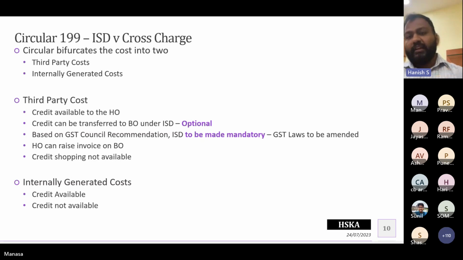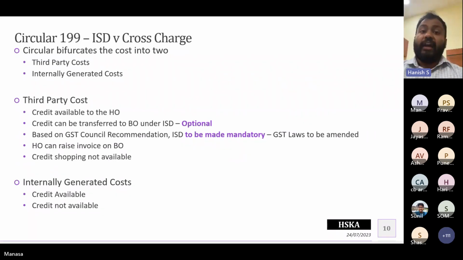Here, what the circular is trying to say is, if the service is specifically to one branch office, then you cannot transfer the credit of that invoice by way of a cross charge to another branch office. That's what it is trying to say. So you cannot shop for the credit and transfer it the way you want based on your convenience. Now, this is when it is optional. When it is mandatory, we'll have to route it through ISD, like I said.